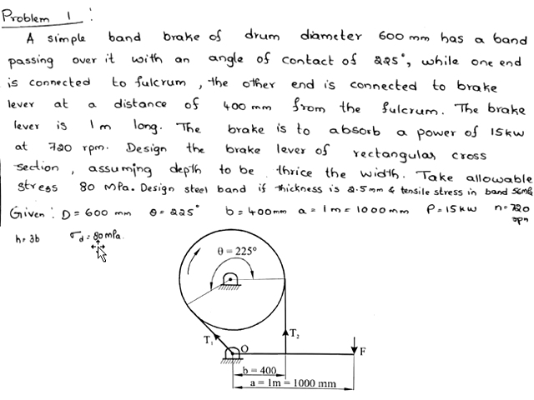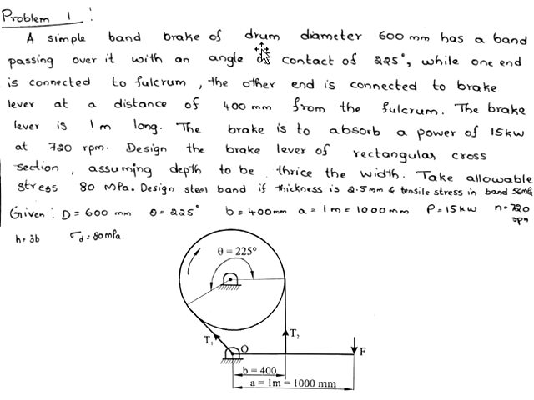Also design the steel band if the thickness is 2.5 mm and the tensile stress in the band is 56 megapascal. In this question, the diagram is not given. We have to draw this diagram based on the given details.